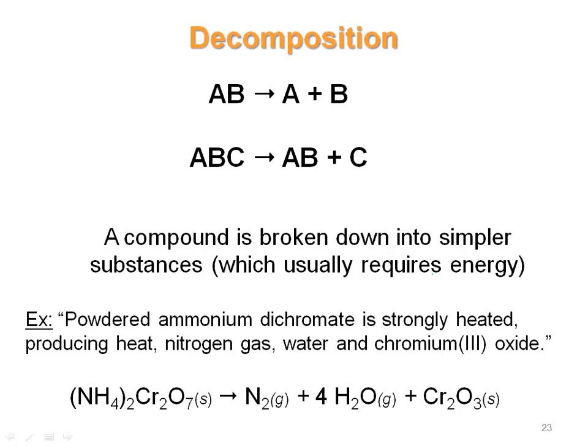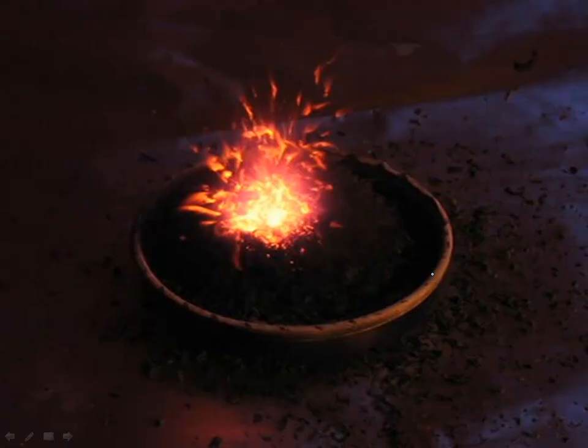This is powdered ammonium dichromate. It's a solid. There's the ammonium. There's the dichromate. Net charge is 0. Nitrogen gas is also diatomic. Water, and then chromium-3 oxide, making sure that is a neutral formula before you write it. And the last step is to balance the equation. That's a decomposition reaction. Picture of this reaction happening here.